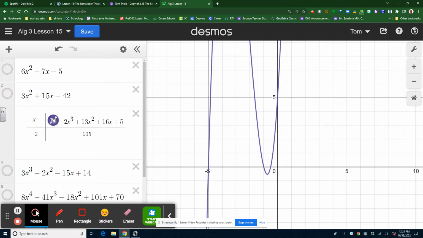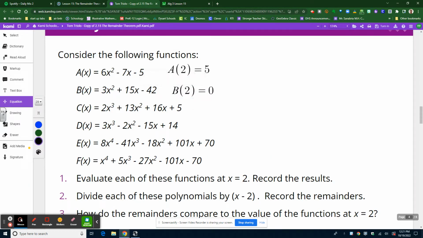Because here's my new graph. This goes way too high for me to see it within that window because my window's only going up to like 8. Okay, so C of 2 is equal to 105. Okay. Yep. So we're not going to do any fractions or decimals, at least. Not today. 105.